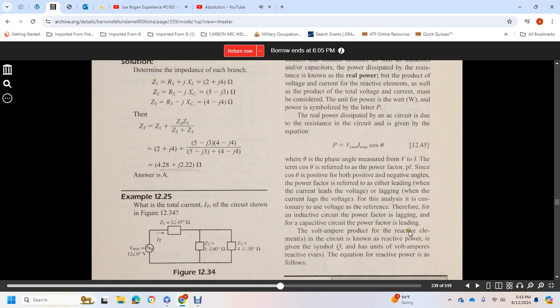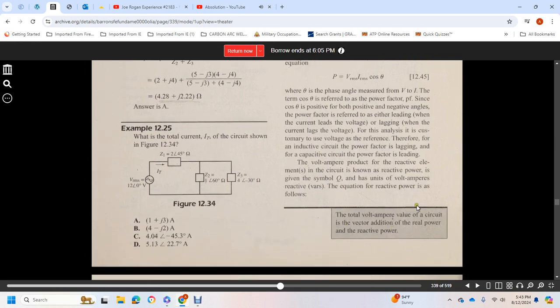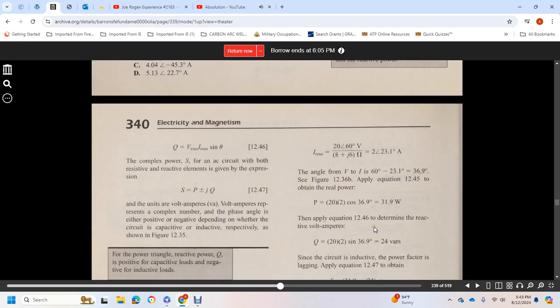The voltage-ampere product of the reactive elements of the circuit is known as reactive power, given the symbol Q. It has units of volt-ampere reactive, or VARs. The equation for reactive power is as follows. The total volt-ampere value of the circuit is the vector addition of the real power and the reactive power.